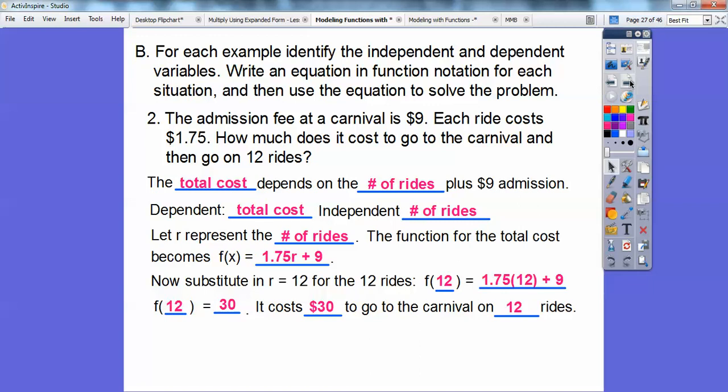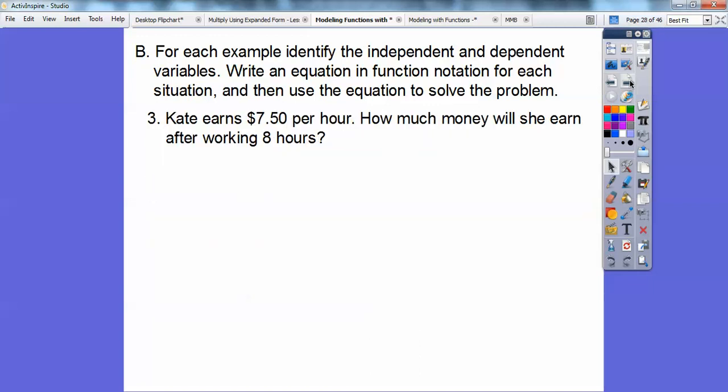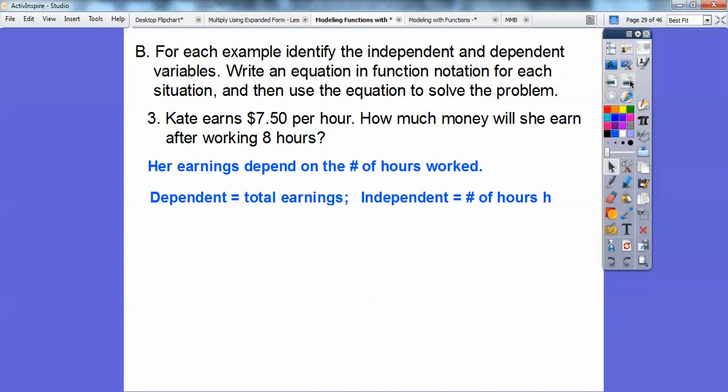Kate earns $7.50 per hour. How much money will she earn after working 8 hours? Okay, this one's a little easier. Her earnings depend on the number of hours worked. So the dependent variable is her total earnings, and the independent variable is the number of hours worked. Okay, we're just answering this.